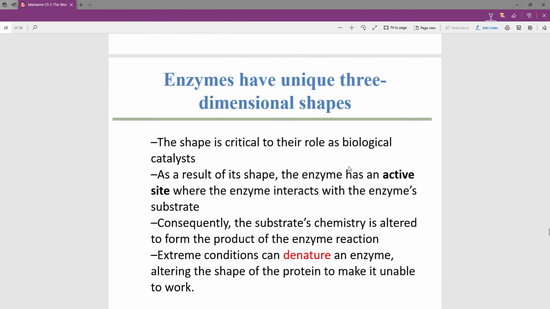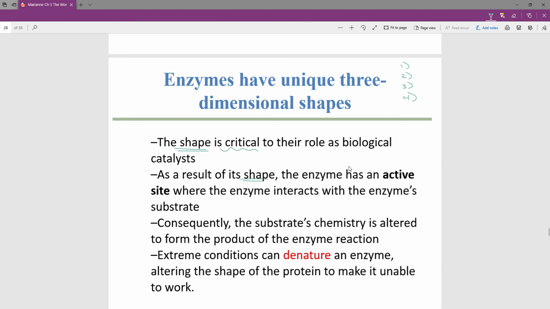We know from our conversation in chapter 3 that shape is everything with proteins. Remember how we talked about how many levels we can take a look at the shape of proteins? Remember they had funny names like primary, secondary, tertiary, and quaternary. So shape is everything. We talked about how enzymes can be denatured. If they change their shape, they don't work. So shape is critical to their role as a biological catalyst.